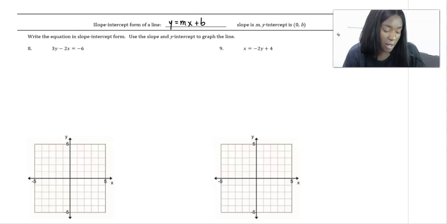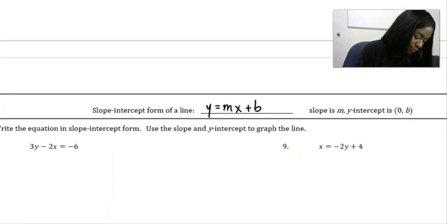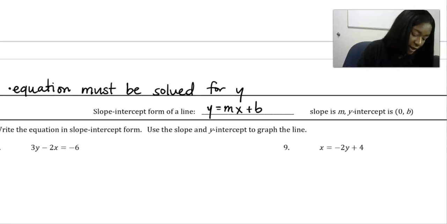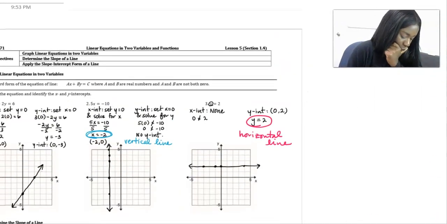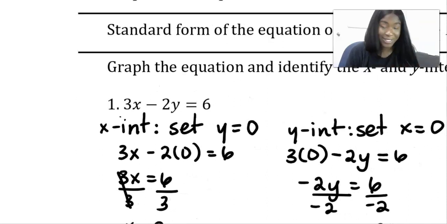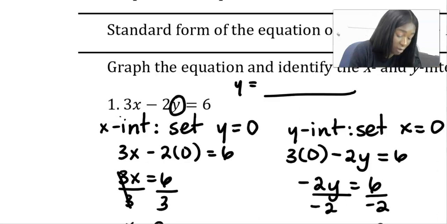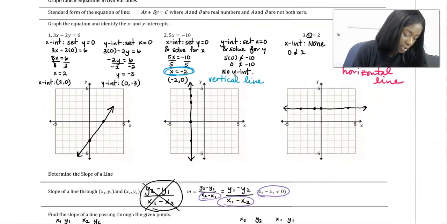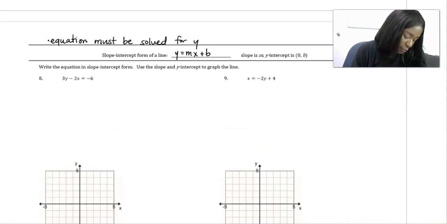So to put a line in slope-intercept form, what's important is that the equation must be solved for y. If I were to go back to the first example here, this is not in slope-intercept form because it's not solved for y. But if I were to take this equation and get y by itself, then I would be in slope-intercept form. And we're going to see some of the benefits of slope-intercept form right now.